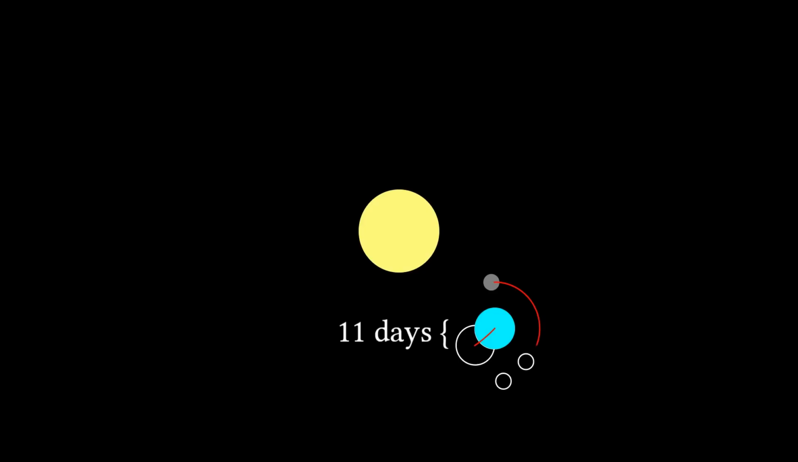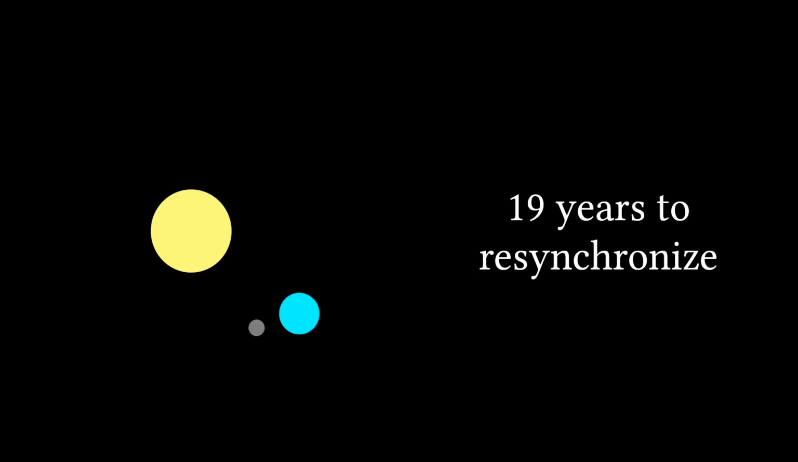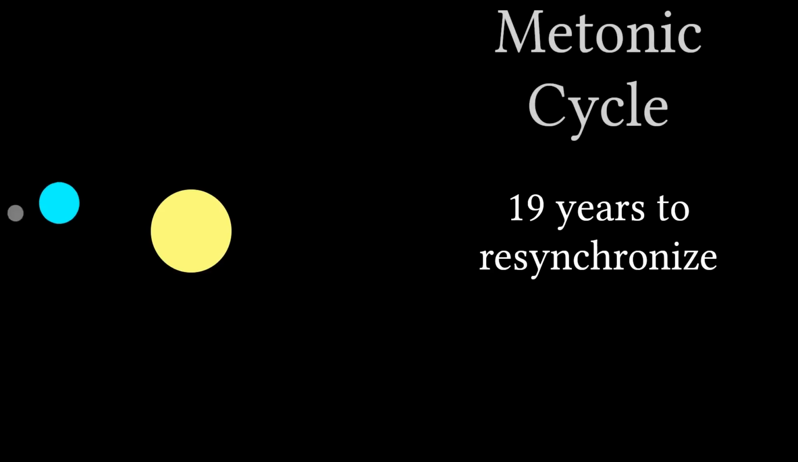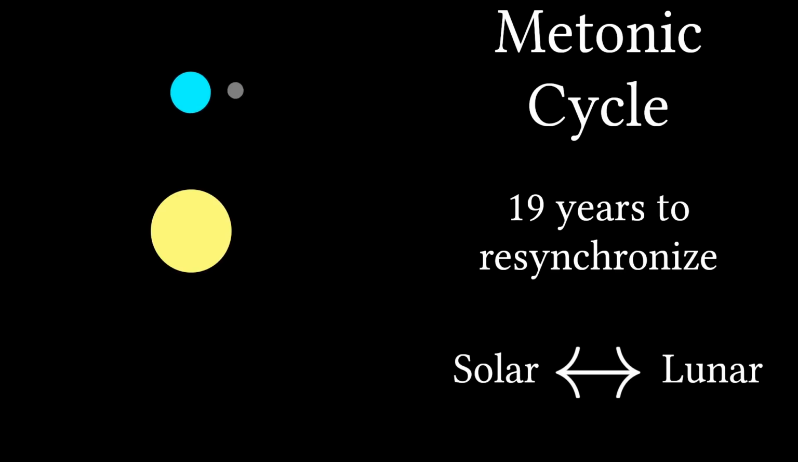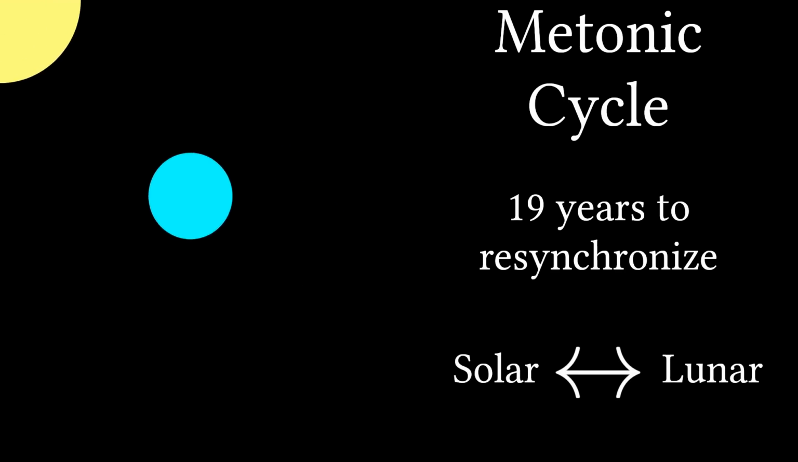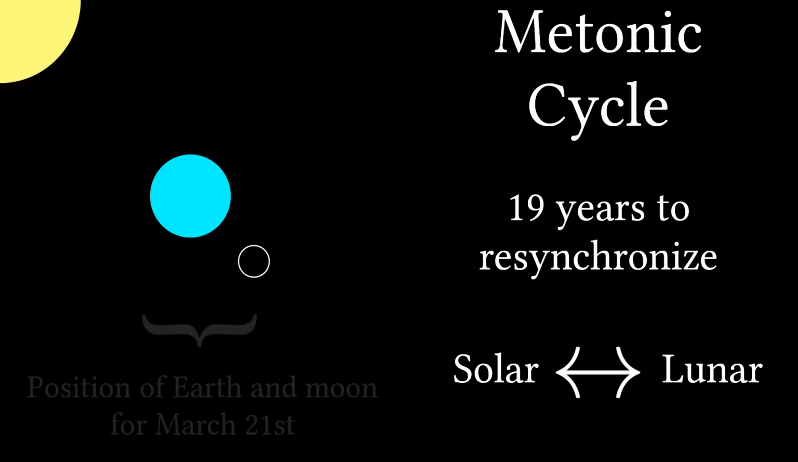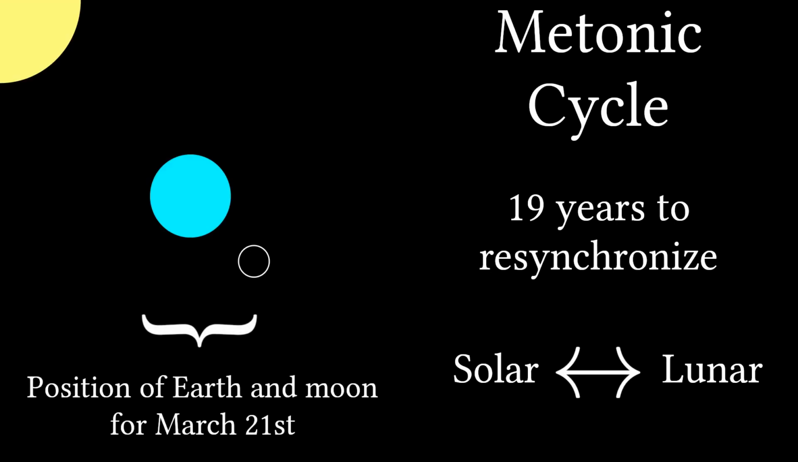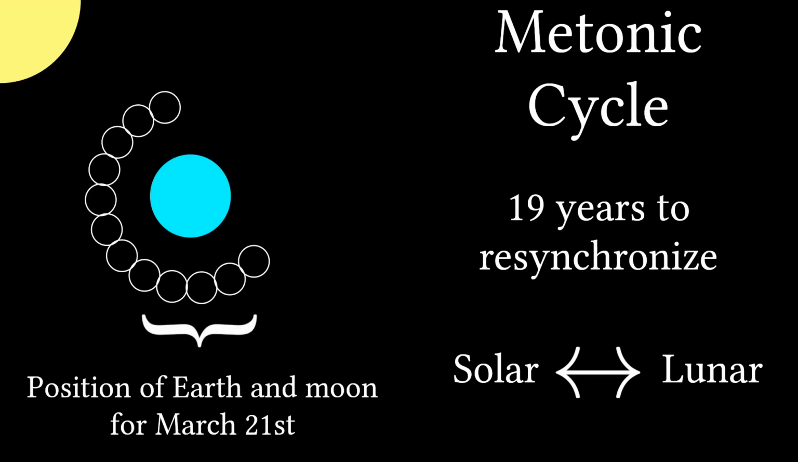In addition, the lunar phase will be completely different than it was on the same day a year before. It will actually take 19 years for the lunar phase to resynchronize to be in the same phase on the same day. This 19-year cycle is known as the Metonic Cycle, and by using it appropriately, we can transition between lunar and solar calendars. Essentially, if we're given a solar date, let's say March 21st, the moon could be in one of 19 different positions.